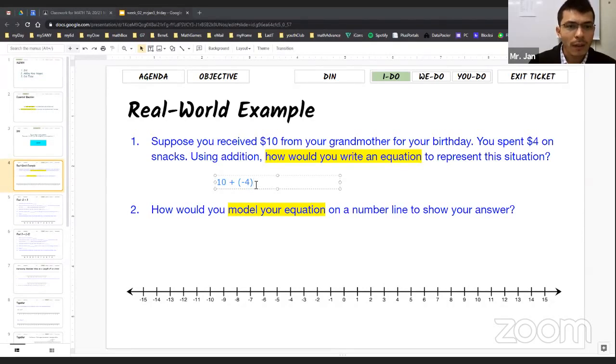And now, once you have an equation like this, the second thing is you need to model it. Model it means you need to show us how to do it on a number line. If you remember from yesterday, you always need to pay attention to the first number, right? The first number is 10, which means starting at 0, always you need to start at 0. That's the key point. And then you need to go to 10 because it's a positive 10. You need to find 10, and I make my first arrow.